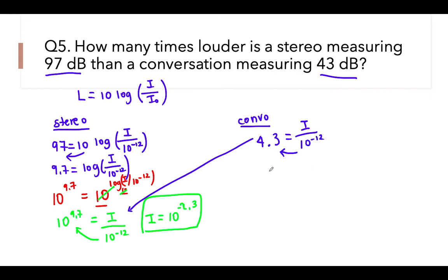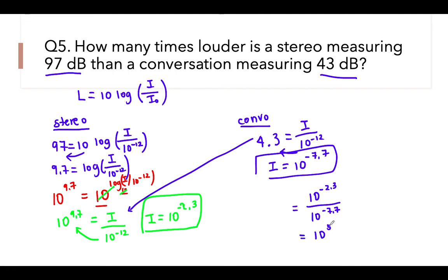Bring this to the other side, you multiply. I, the intensity, is equal to 10 to the negative 7.7. Okay, so let's figure out how many times louder the stereo is. Therefore, the stereo has to be the numerator. The loudness ratio is 10 to the negative 2.3 over 10 to the negative 7.7. When you simplify, it's 10 to the 5.4.